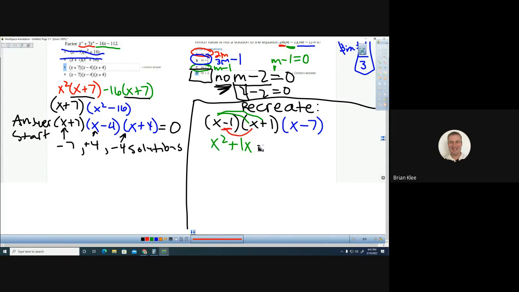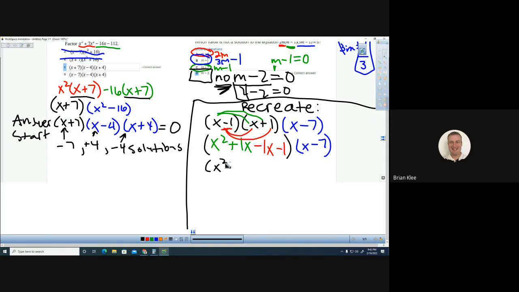Negative 1 times x is negative 1x. Negative 1 times positive 1 is negative 1. So that is our front. We still have x minus 7 to take care of. I strongly advise you simplify before that. And this is why I strongly recommend you have the same term, but as a positive and negative. Again, you're not allowed to use 1s or negative 1s, 4s or negative 4s, 7s or negative 7s. Any other number you want, go ahead and use it.